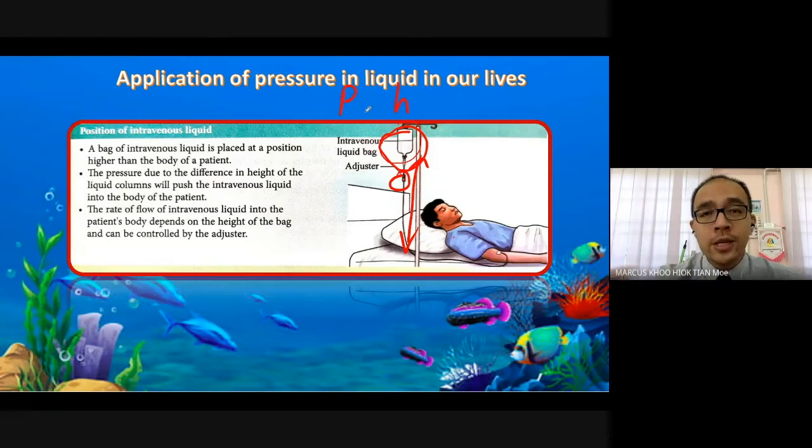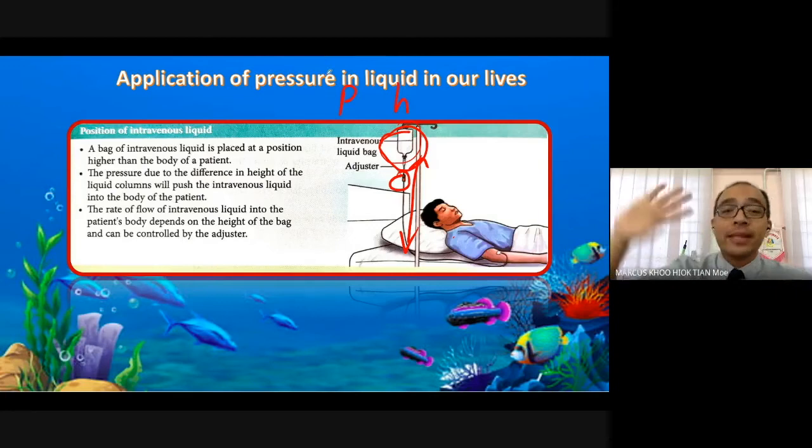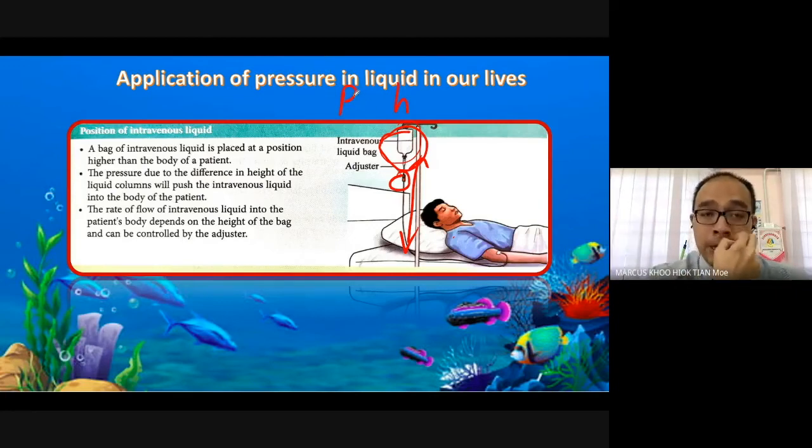So let's say next time you end up in a hospital and you really want to get this over and done with, because usually one bag will take about maybe 2 to 3 hours to put liquid into your body. So if you really want it to be done fast, you hang it on the ceiling. You hang it on the ceiling, you wait there, the water goes in fast. But actually it's not good. Water going into your body at a fast rate is not good.